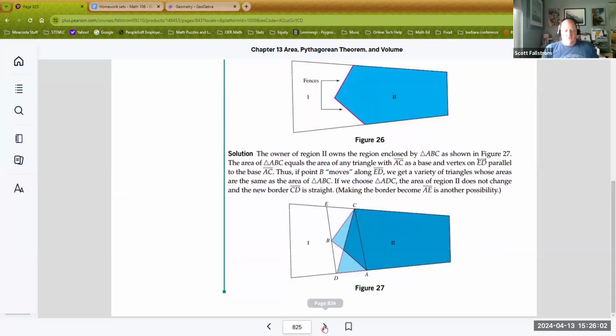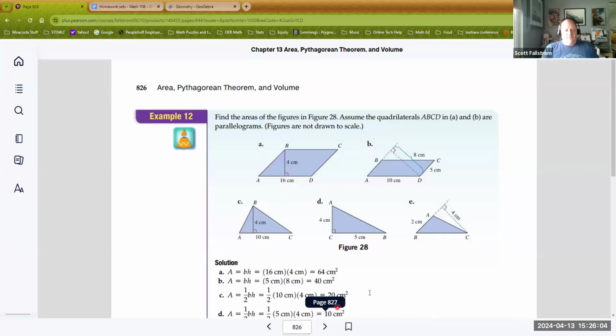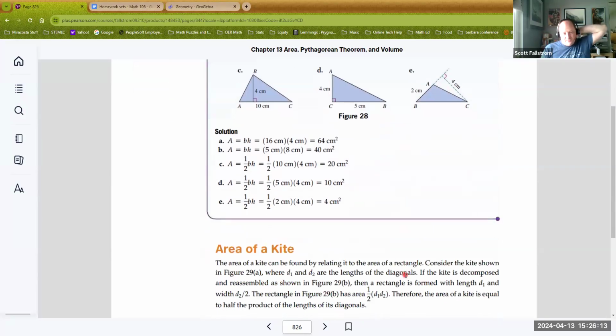All right, fence problem. I'll let you take a look at that if you're interested. And then we've got find the areas. So if you got a parallelogram, base times height. If you have triangles, base times height divided by 2.